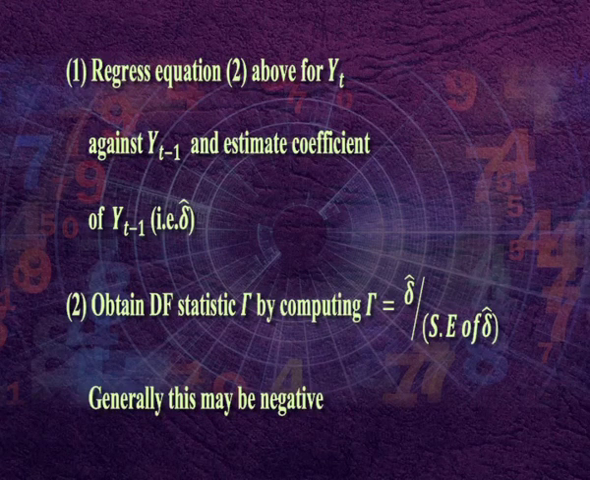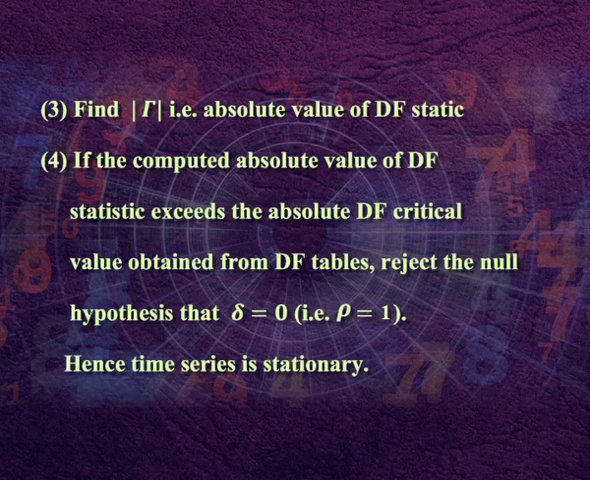The test is carried out as follows. Number 1, regress equation 2 for delta Yt against Yt minus 1 and estimate the coefficient of Yt minus 1, that is delta hat. Number 2, obtain the DF statistic tau by computing tau equal to delta hat divided by the standard error of delta hat. Generally, this may be negative. Number 3, find the modulus of tau, that means the absolute value of the DF statistic.